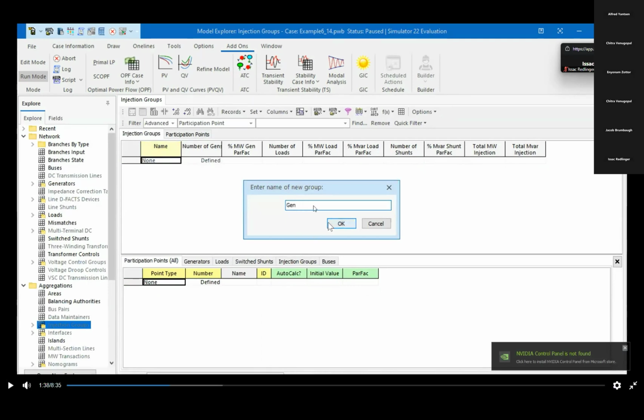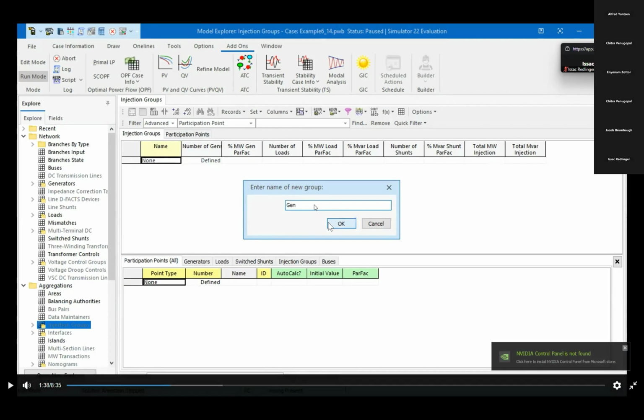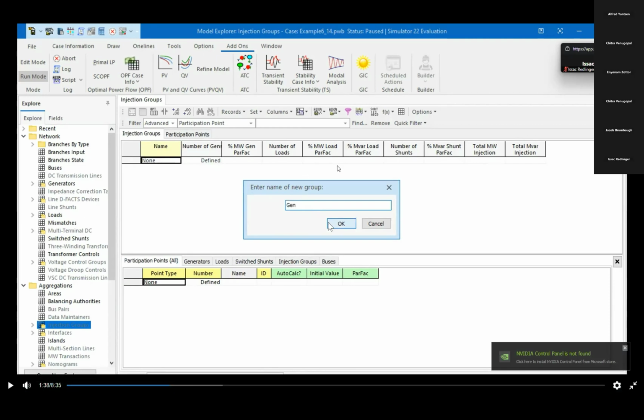As I said earlier, it is not necessary that it should be a generator. It can be anything coming in, whatever is supplying power to the load. You can just name it as incoming source, or because in this diagram it is a generator, I'm just naming it as generator.